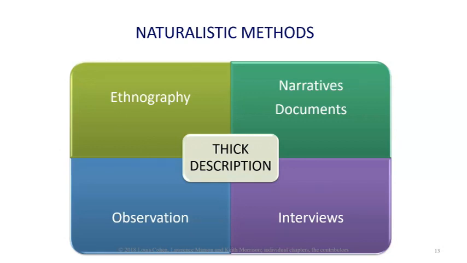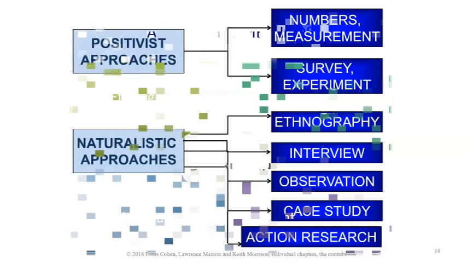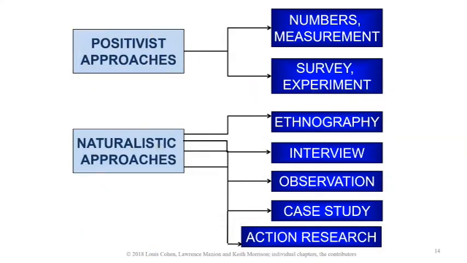Naturalistic methods include ethnography, narrative documents, interviews, observations. They are thick descriptions of the possible and plausible. Positivist approaches: numbers, measurement, survey, experiment. Naturalistic approaches: ethnography, interview, observation, case study, and action research.